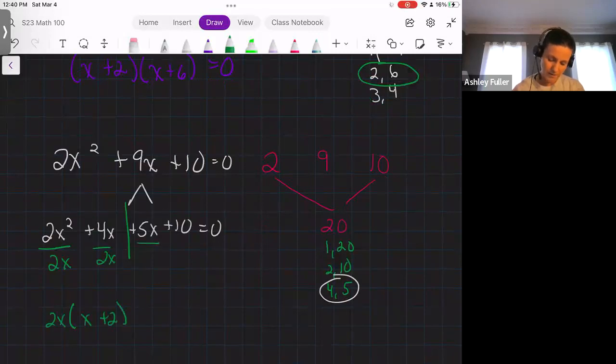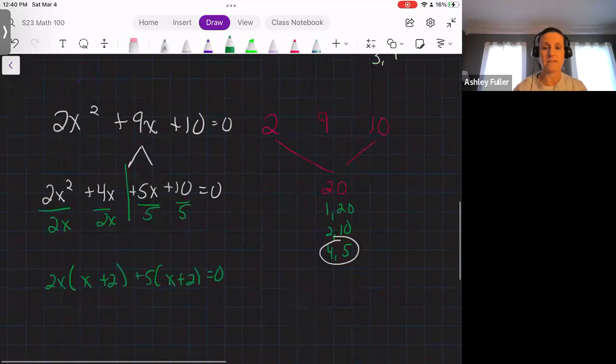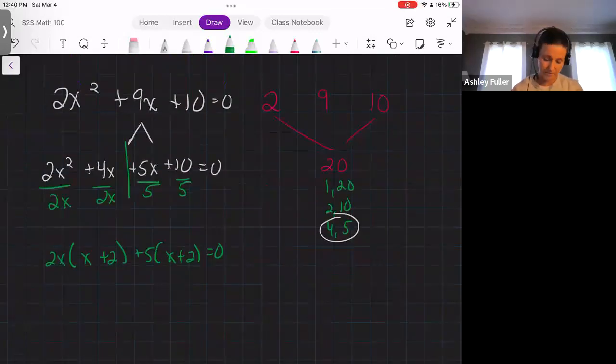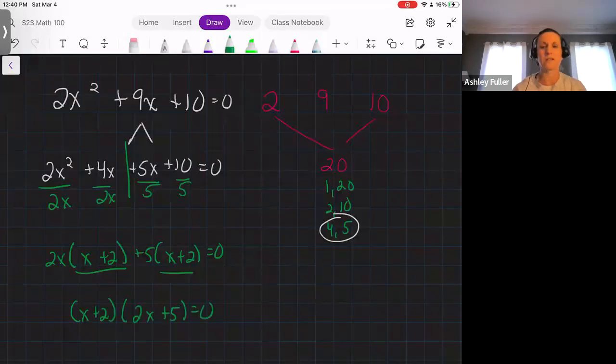My GCF of the second two terms is 5. And when I pull out a 5, I notice that I am indeed left with that same common term, which tells me I've done it correctly. So I can pull out the x plus 2 as my common binomial, and that leaves me with 2x plus 5, which is completely factored.